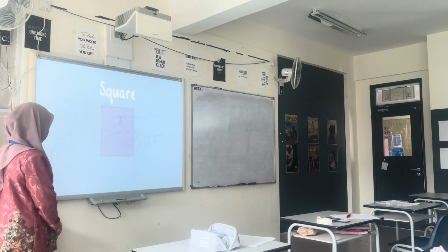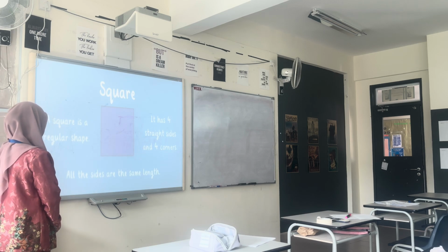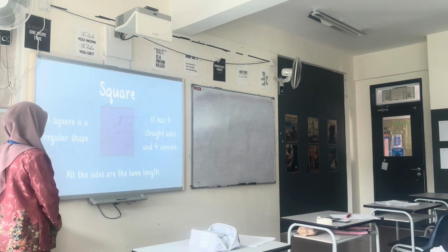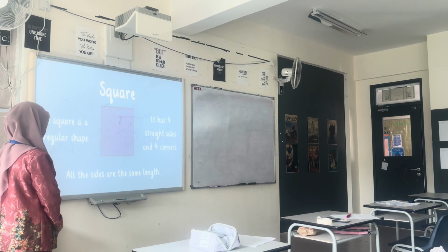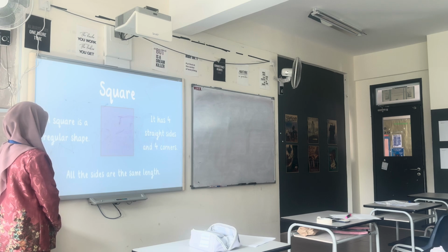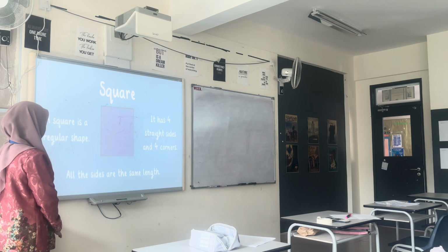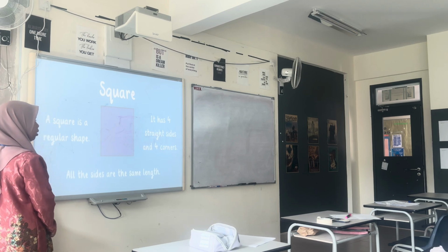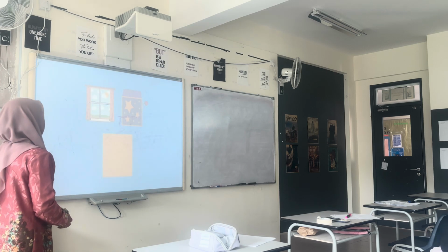Square. A square is a regular shape. It has 4 straight sides and 4 corners. All the sides are the same length. These are the keywords for the square.